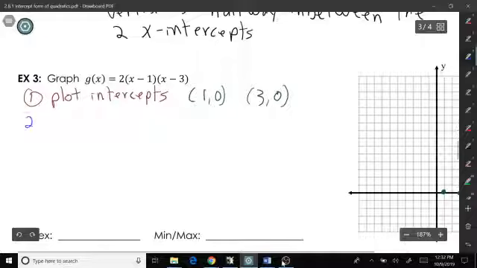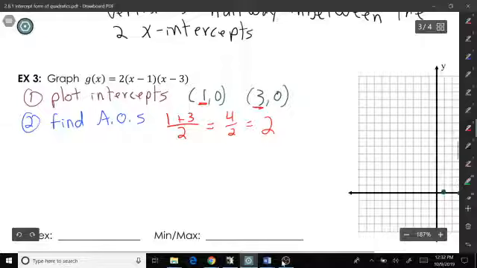The next thing I want to do is find my axis of symmetry, AOS. And one way you can do that, to find the halfway point, and maybe you remember this from geometry, halfway and midpoint are the same thing. We can add these two and divide by 2. So my axis of symmetry is x equals 2.